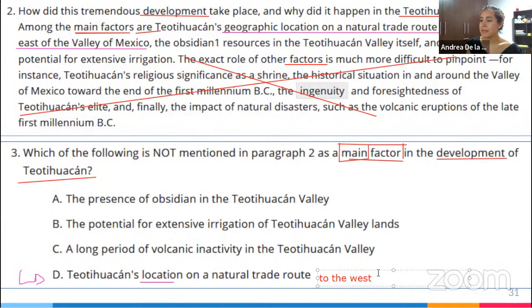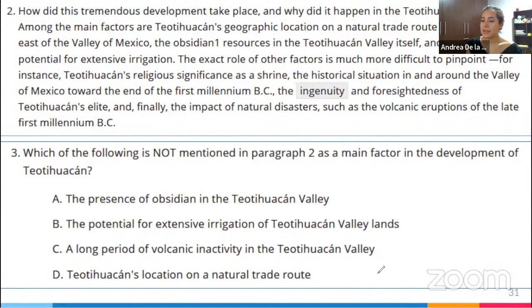But since everything is fine so far, this option is mentioned as a main factor in the development of Teotihuacan. And if this option is mentioned and we're looking for one that's not, we can eliminate that answer, because they're asking for what is not mentioned. And this is definitely mentioned as a main factor. The main factors are, first of all, geographic location. So this is mentioned, we eliminate.